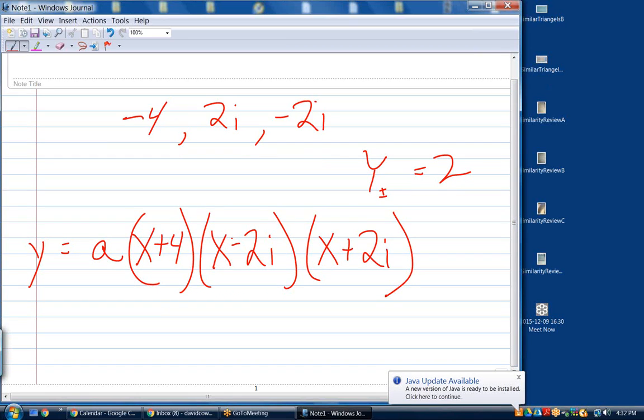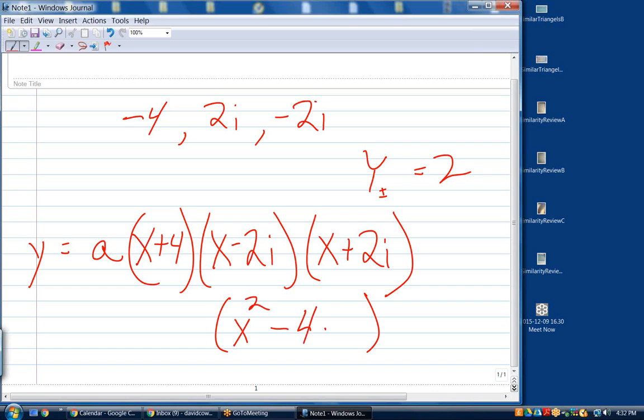Which of these two should we multiply together first? The x plus 2i, x minus 2i. That looks like difference of perfect squares. So what is that equal to? One of the advantages of recognizing it as difference of perfect squares is I know that it has to be this. There's your difference of perfect squares. If I gave you this to start with, you would factor it this way. What's i squared equal to? -1. So this becomes x squared plus 4.